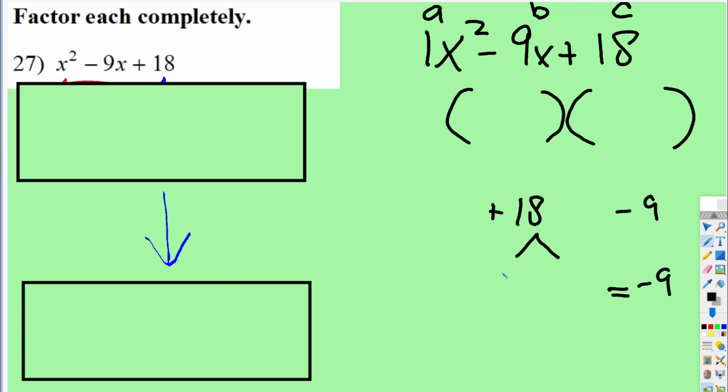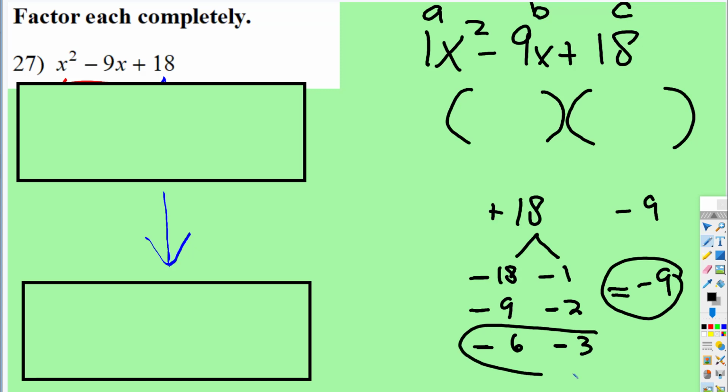So factors of 18, and that needs to be, that's positive and that's negative. That means both of these factors will have to be negative. And there's 3 sets. There's negative 18 and negative 1, negative 9, negative 2, negative 6, negative 3. Well, which of those sets of factors add up to negative 9? Right here. So we can take negative 6 and negative 3.